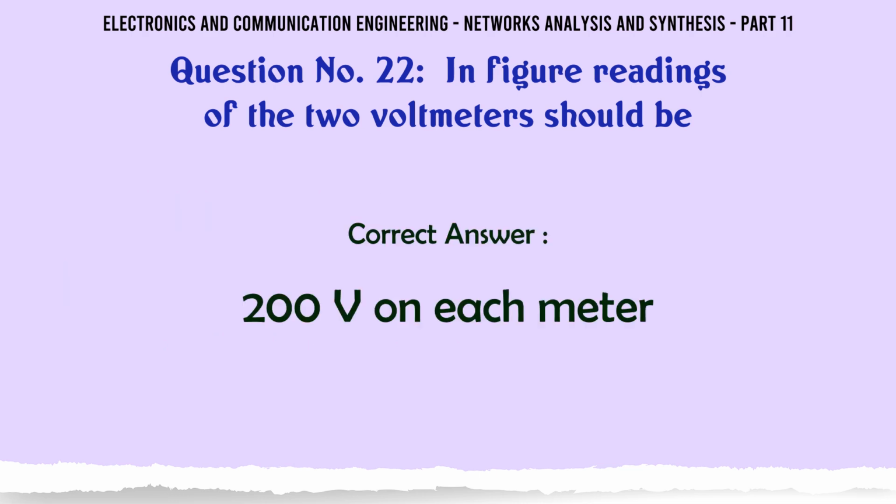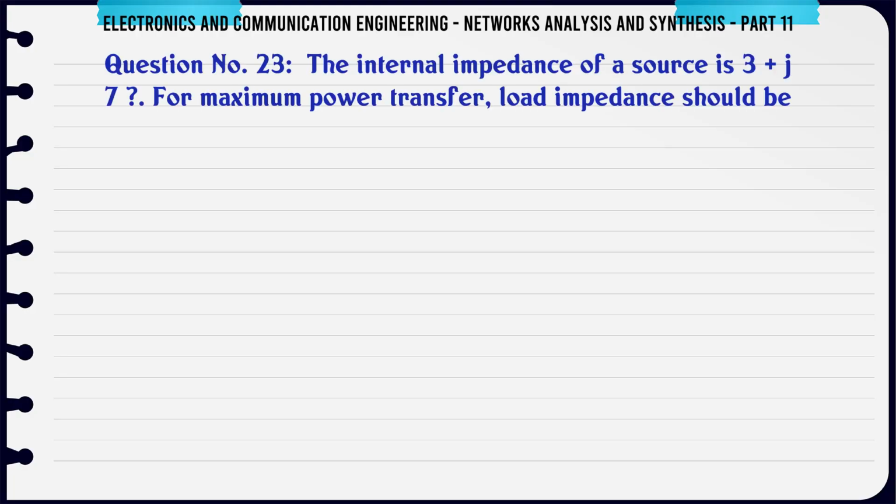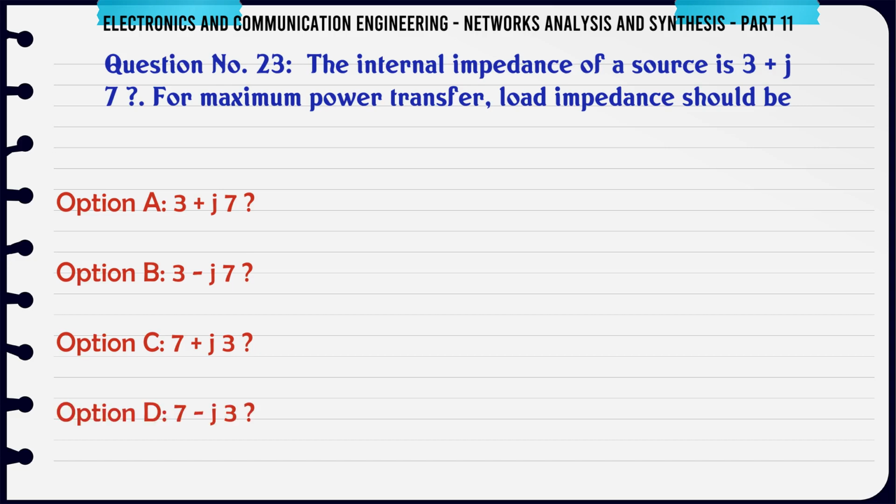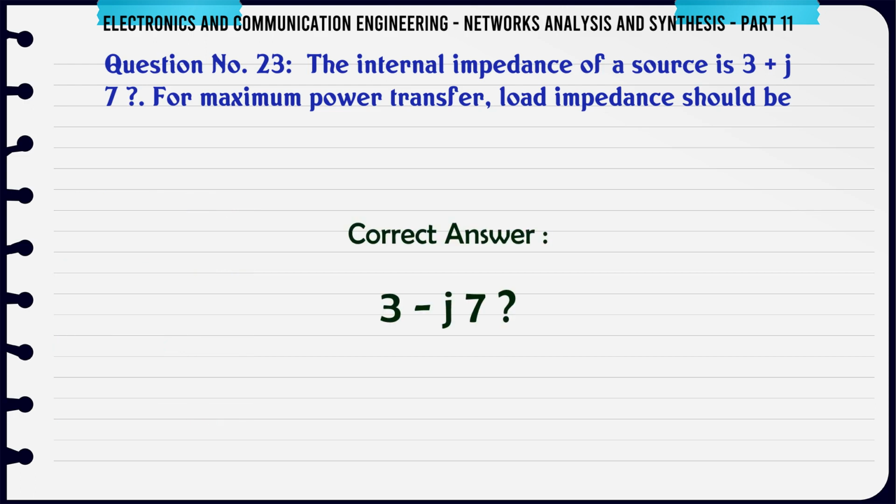The correct answer is 200V on each meter. The internal impedance of a source is 3+j7. For maximum power transfer, load impedance should be: A) 3+j7, B) 3-j7, C) 7+j3, D) 7-j3. The correct answer is 3-j7.